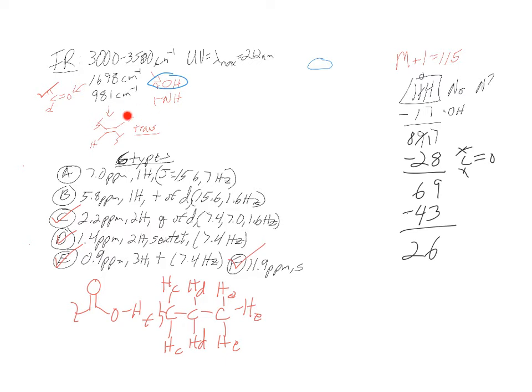But your IR told you what? You have a trans alkene. So that's what these have to be, right? Some people say, well, there's an aromatic ring. It's like, no, there's not. Your IR told you the functional groups. Stick to what your IR told you about the functional groups. Your NMR has to match it up. So both of these H's are part of this trans alkene.